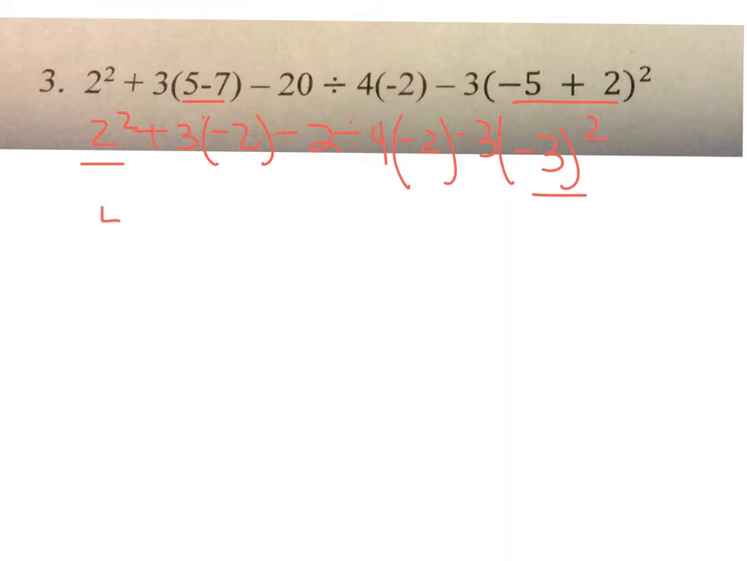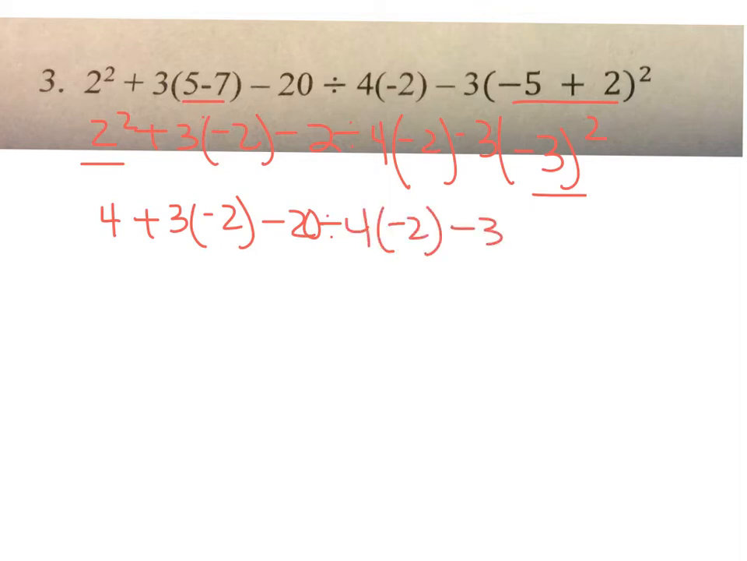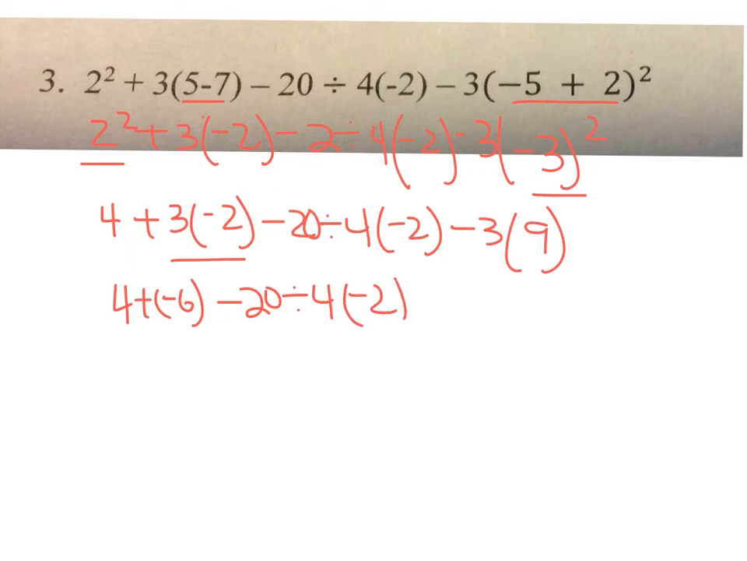2 squared is 4, so I have 4 plus 3 times negative 2 minus 20. Sorry, I copied that wrong. Divided by 4 times negative 2 minus 3. And then right here, negative 3 squared, negative 3 times negative 3 is positive 9. Okay, now I'm ready to do multiplication and division left to right, but I have to do one of them at a time. So I'm going to jump over to 3 times negative 2. So I have 4 plus negative 6. That's all I'm doing. Copy the rest of the problem down.